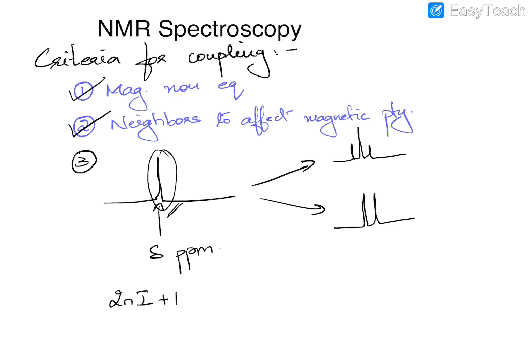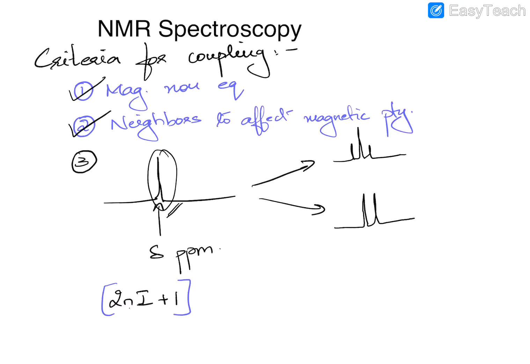So the number of peaklets that you would see for the nuclei being probed, based on the number of neighbors: if the number of neighbors that are affecting its magnetic environment is n, then the total number of peaklets that you would see would be given by 2nI plus 1. Now this formula 2nI plus 1 is wholesome in that it applies for any nuclei that you may wish to probe.